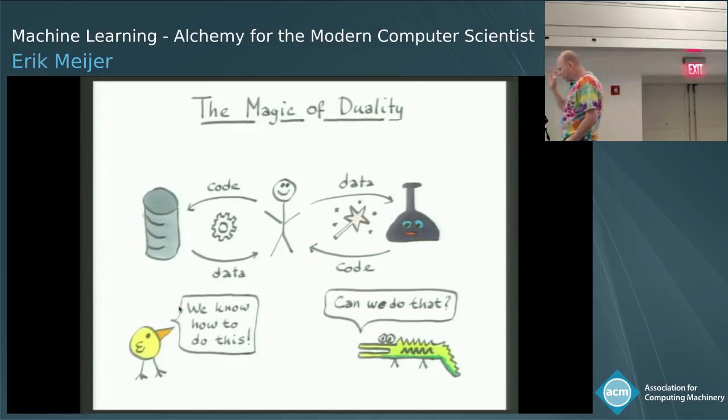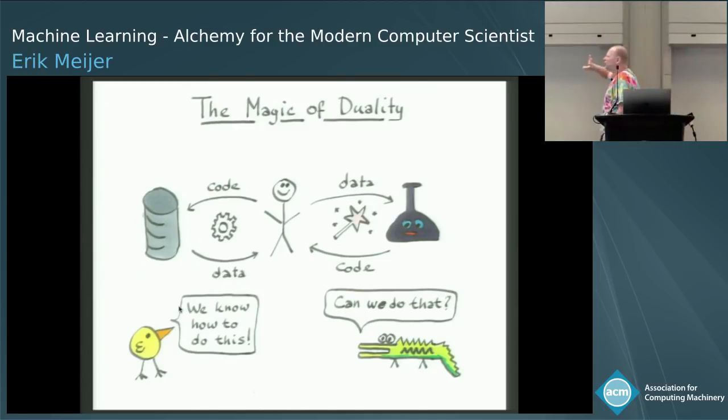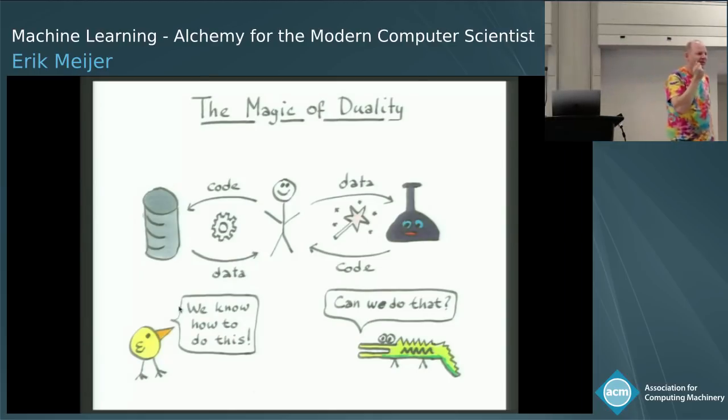Now, what is a machine learning algorithm? It's the dual of a database. It's a magic device where you give it data and it hands you back code. So really, machine learning is the dual of databases. And that's an interesting observation.